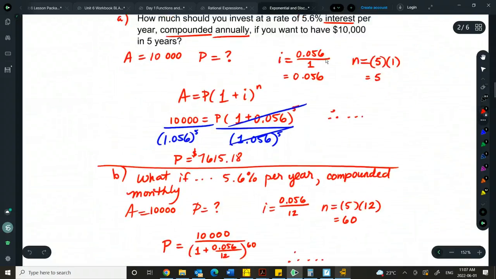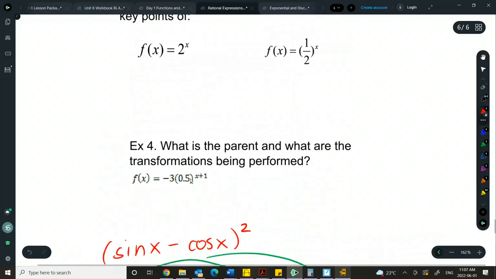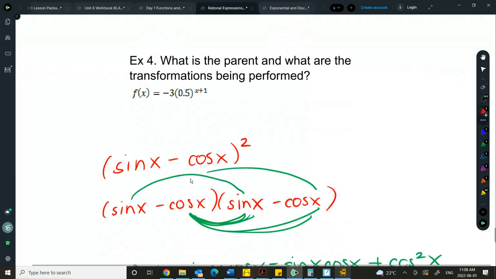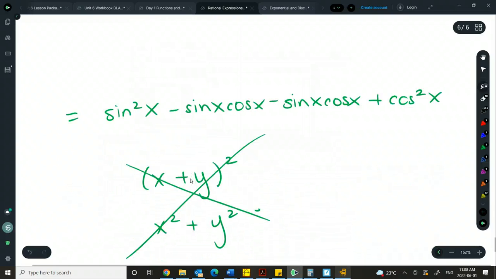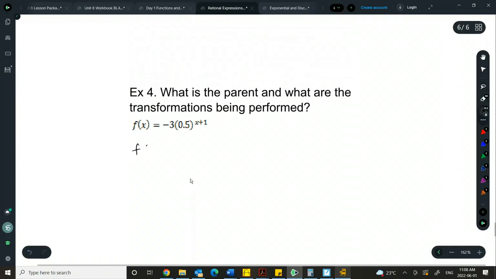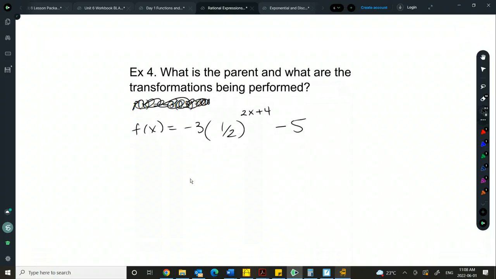Other than transformations, we did do transformations of exponential functions, which I actually have a couple little questions on here. So we went over the key points of both of these. We can take a look at how we would see transformations in a function if it's together. So I might actually just switch this. Let's go f of x equals -3, 1/2, and maybe we'll do 2x plus 4, minus 5. Okay, so this is transformations. You will see transformations of exponential functions in this format.